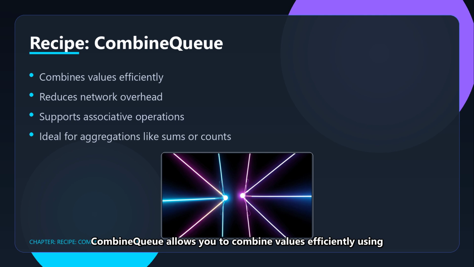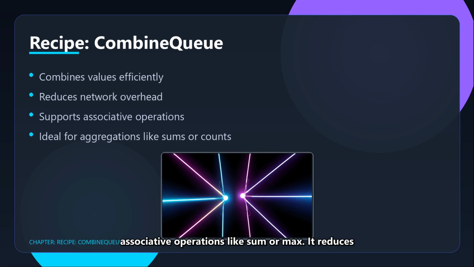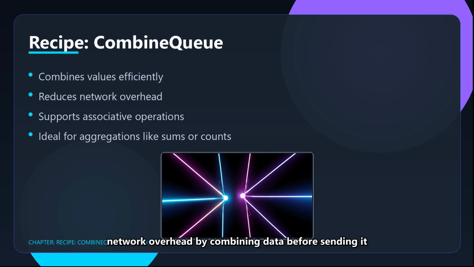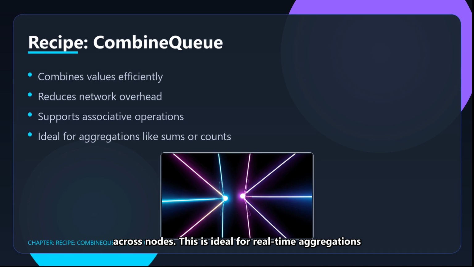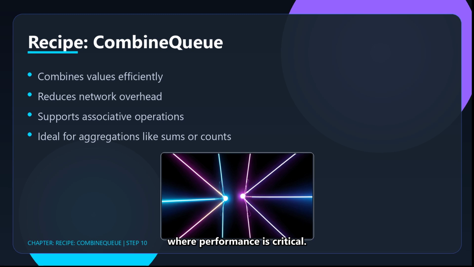CombineQueue allows you to combine values efficiently using associative operations like sum or max. It reduces network overhead by combining data before sending it across nodes. This is ideal for real-time aggregations where performance is critical.